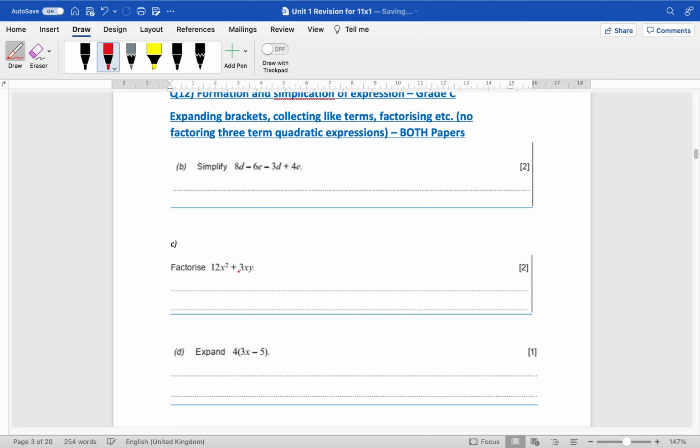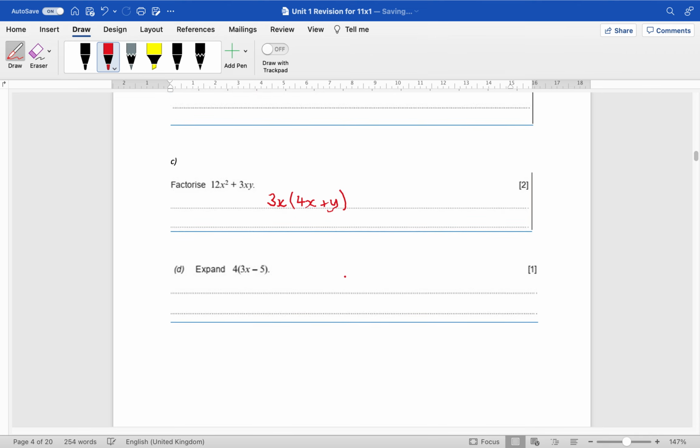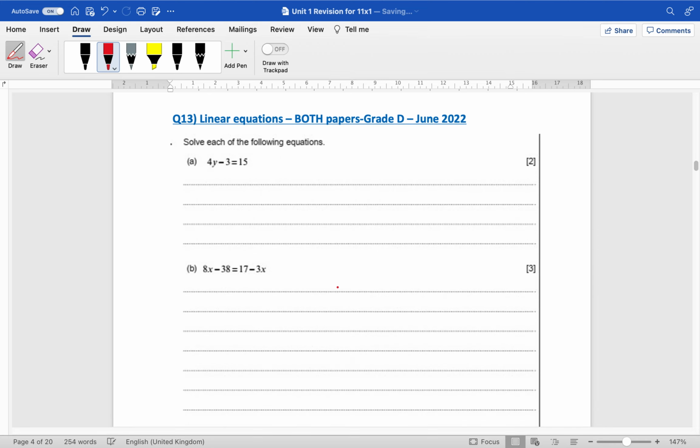Factorising, okay, not quadratics, because you've got x's and you've got y. It's a single bracket, so take a 3 and an x out. What you're left with is 4x plus y. We did this all the other day, so I'm going to rush through these. Nothing to say on solving.